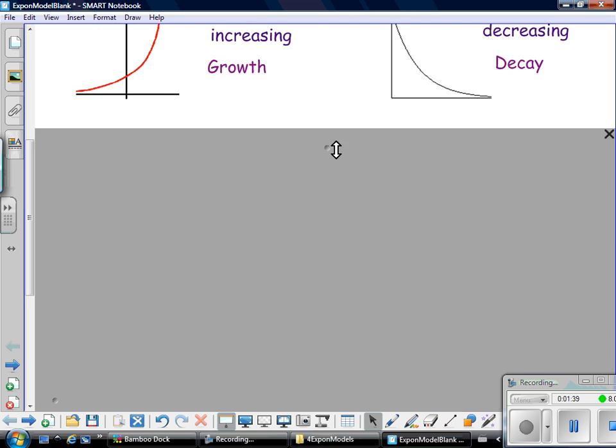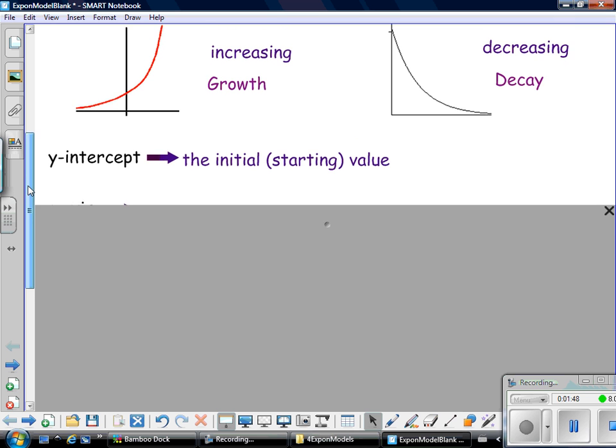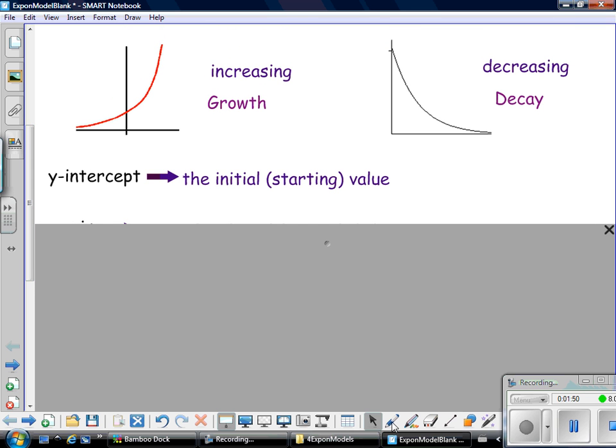Another important thing that we talk about is its y-intercept. The y-intercept is the initial or starting value, the same way as it was for linear or quadratic. And you can see where they are located here, I'm just going to put a happy face there, and for instance, there.